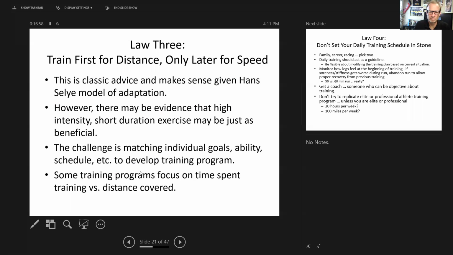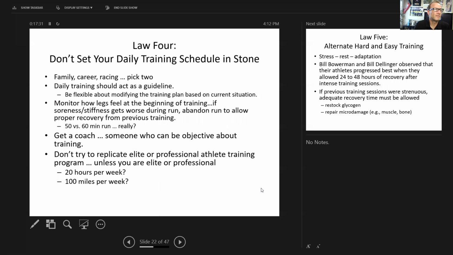If you have no desire to improve your 5K time, then you do not need to do 5K race pace type of work. Some training programs focus on time spent versus distance covered, and that's good to know, is that someone may be prescribing to run an hour or an hour and a half versus trying to run 8 miles or maybe 10 miles. And sometimes spending the effort on time is more important than trying to cover a particular distance.